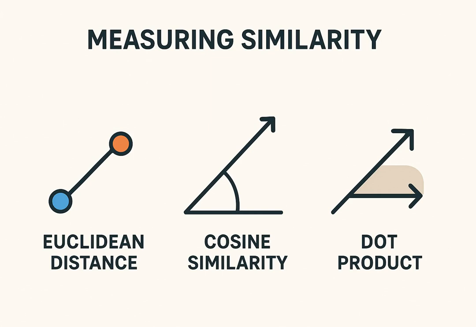To know how similar two vectors are, we measure distance. The most common ones are Euclidean distance, cosine similarity, and dot product. Imagine placing dots on paper. Closer dots are more similar, farther dots are less similar.